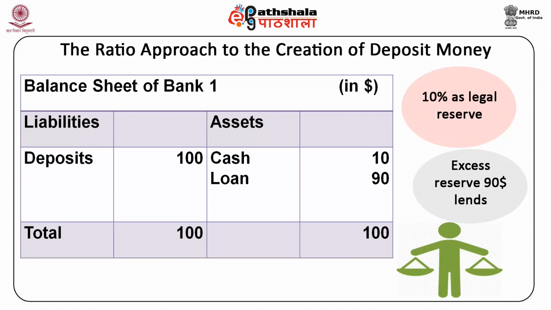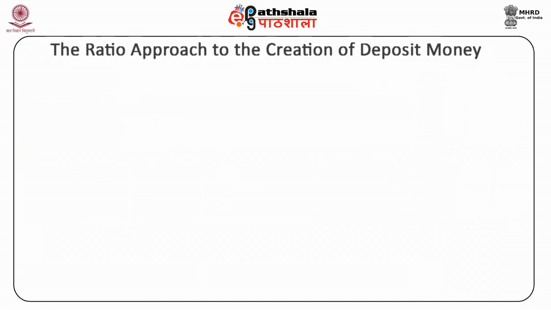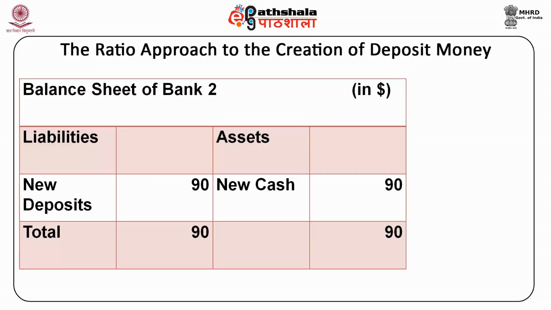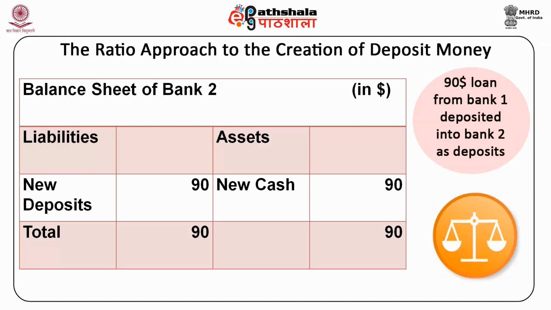Now, with the multi-banking system, we cannot assume that the loan extended by Bank 1 will be deposited back into Bank 1 itself. Suppose that those who receive $90 as loan from Bank 1 spend the same and the money comes back to the banking system, let us say to Bank 2 in the form of deposits. The balance sheet of Bank 2 is shown in the given table.